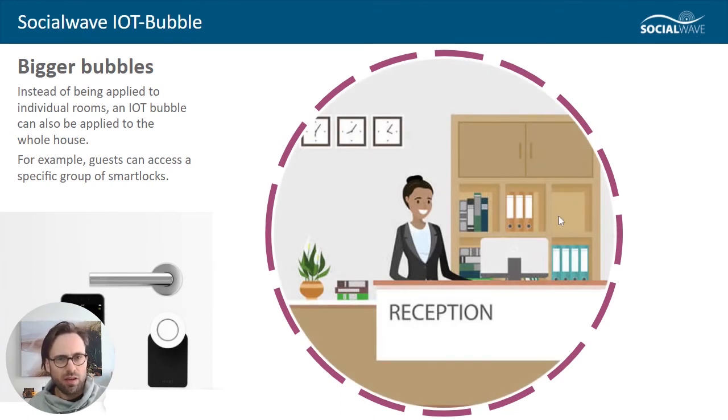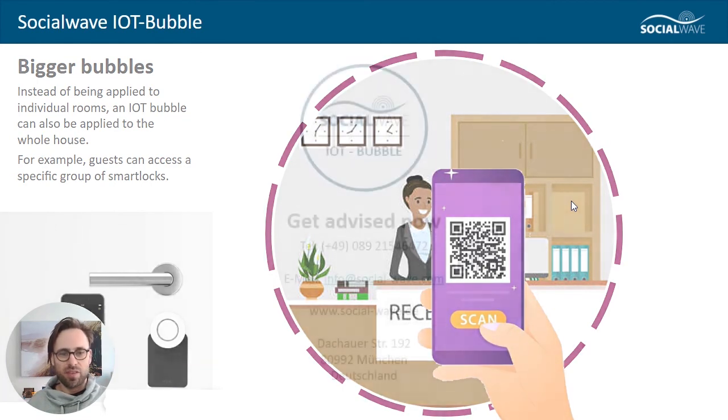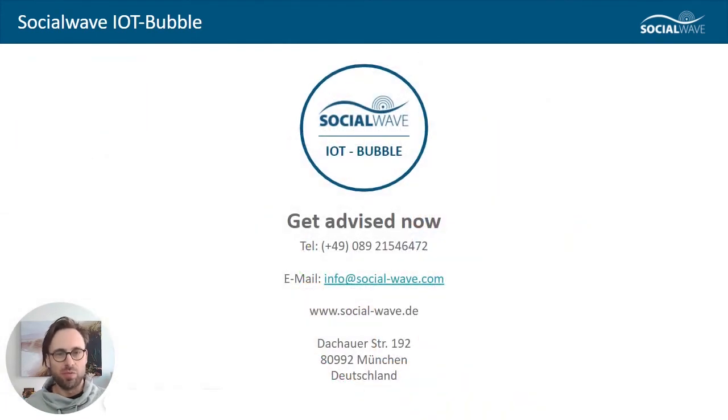and he needs to legitimate as a guest and not as an anonymous person from the outside. So there's a QR code on the desk, and the guest scans this QR code with his smartphone. And now he is a proven guest of the house, and he is in this house IoT bubble, so he can access all the devices in that house. For example, the smart locks, and he can open the door. Yeah, this is how the IoT bubbles work.